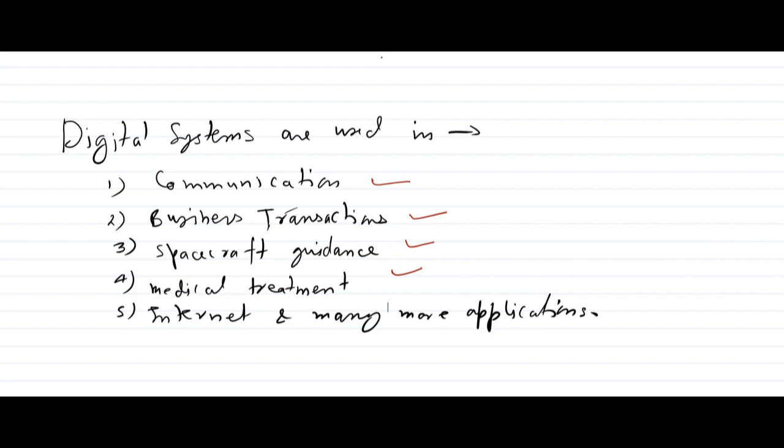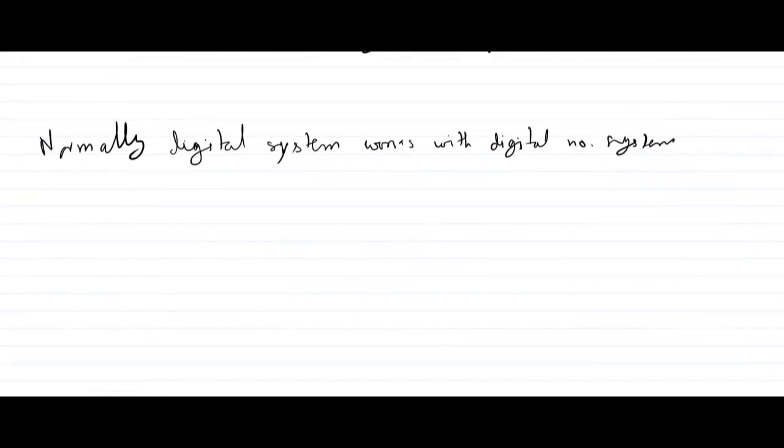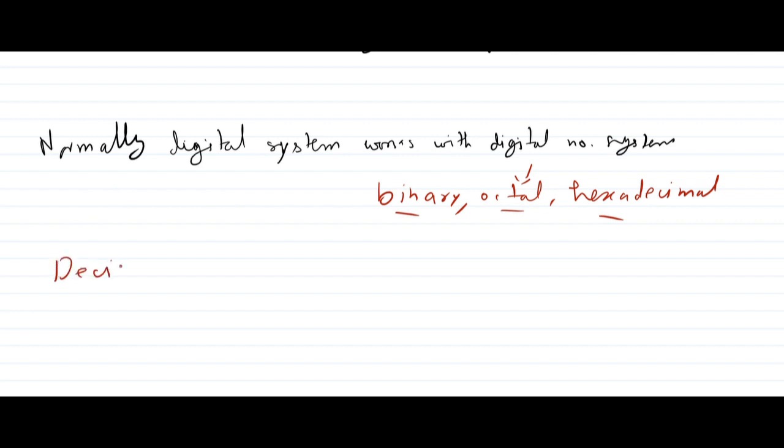And in digital systems, we work with digital number systems. Digital number systems are basically the binary number system, octal number system, and hexadecimal number system. So we focus on these three number systems, which are known as digital number systems. The number system that we deal with in our daily life is known as the decimal number system.